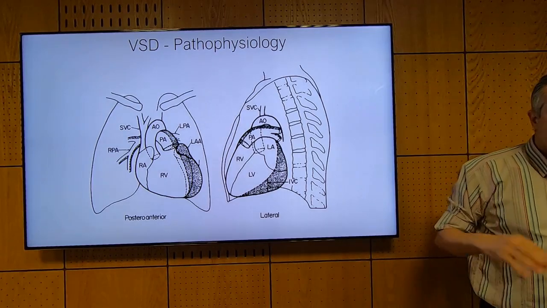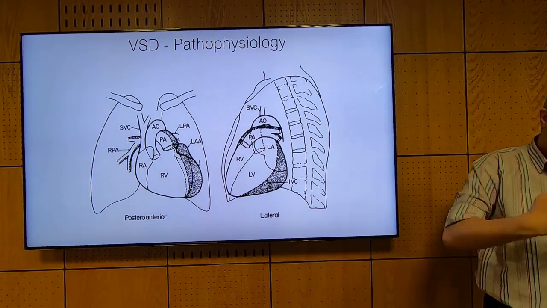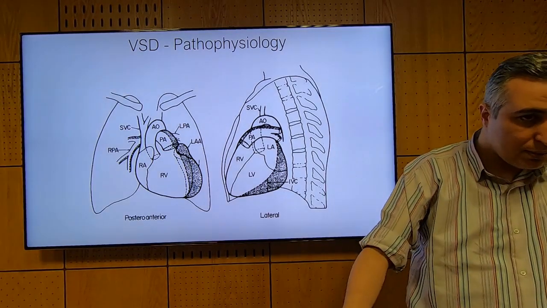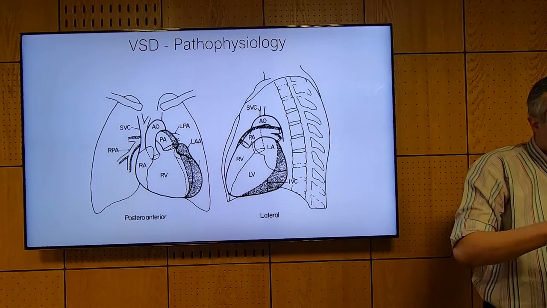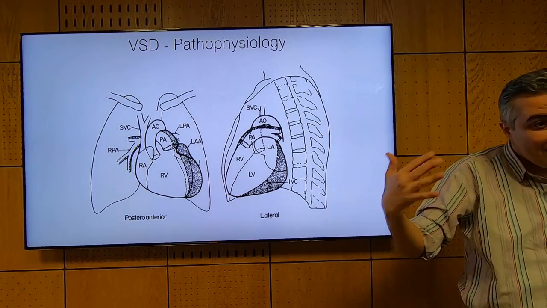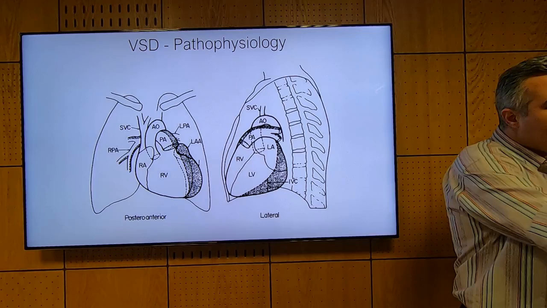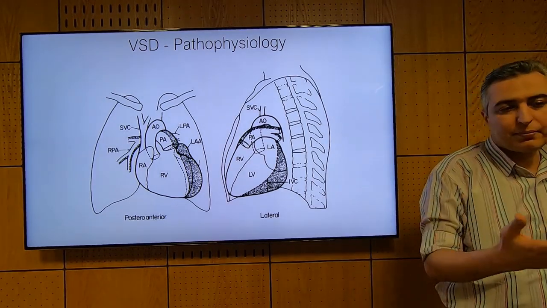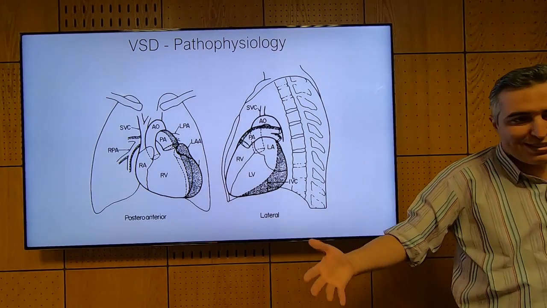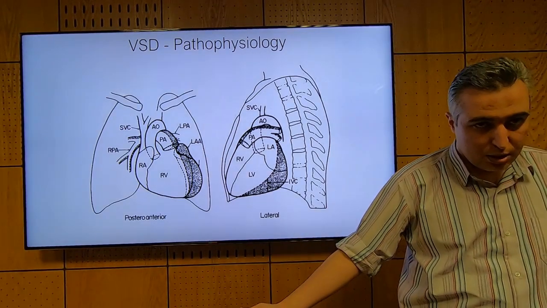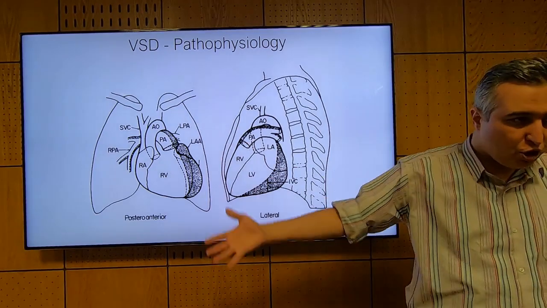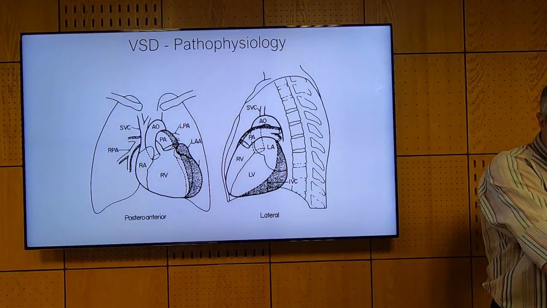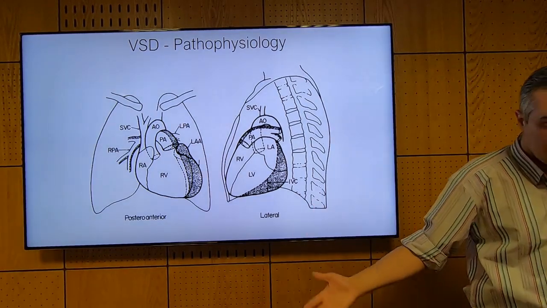Okay? We say a restrictive VSD, we mean a clinically significant restriction across the VSD. Which means that the pulmonary circulation is protected from the high pressure and the high flow coming from the left side. So we're talking about PA pressure which is less than half systemic, nearly a third systemic. So we have to get a significant pressure drop across the VSD to call it restrictive. So if the pressure in the aorta is 100, the pressure in the pulmonary is like 40.